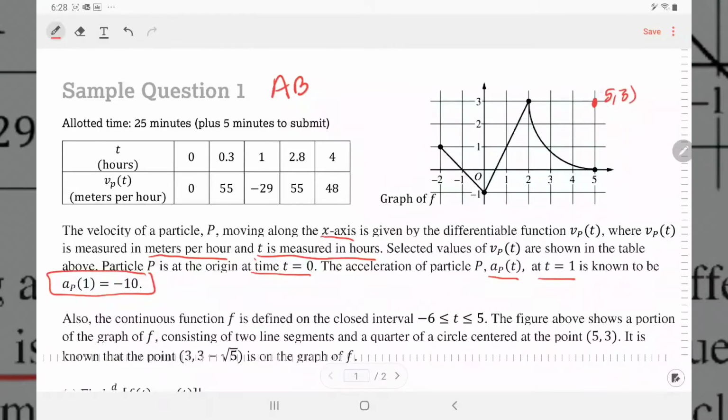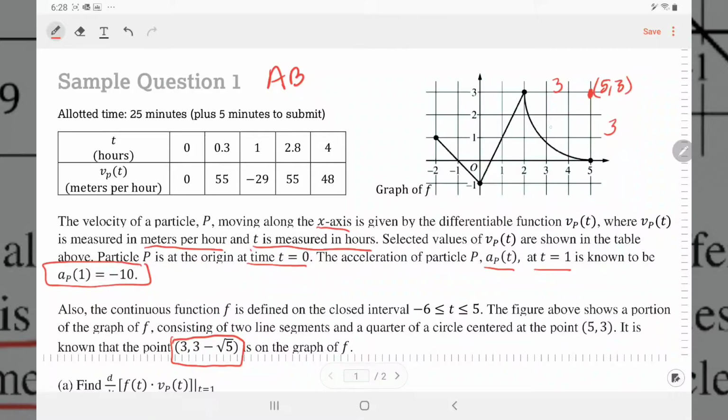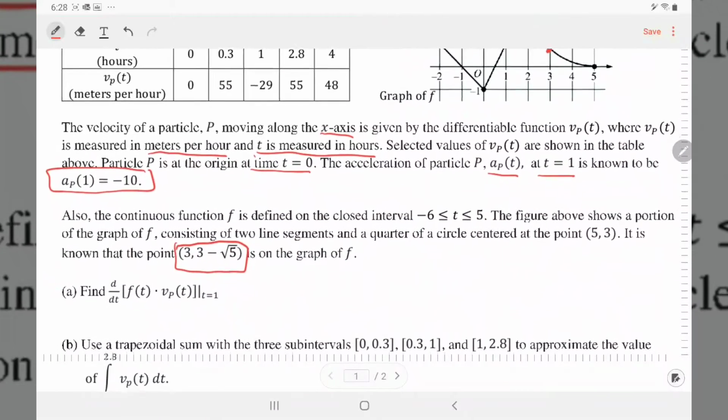Okay, so this is 3 this way, 3 this way, and it's a quarter circle. Okay, 2 line segments. I see the line segments. And it's known that this point is on the graph of f. Oh, right there. We know that point. Okay, so find d/dt.